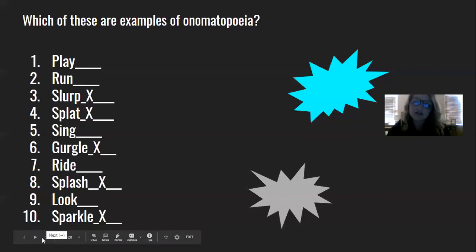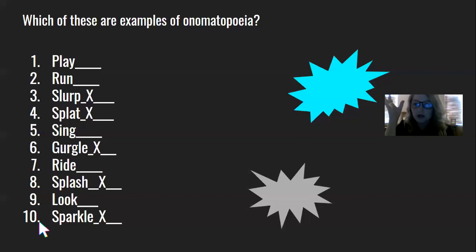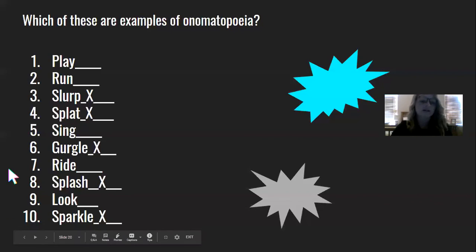And the last one is the word sparkle. So I think of sparkle like maybe a fireworks or a twinkling light, a twinkling star sparkling. So when you actually say the word sparkle, you actually get an image. You see something that's sparkling, right? So sparkle is an onomatopoeia. It is a sound effect word. Okay.